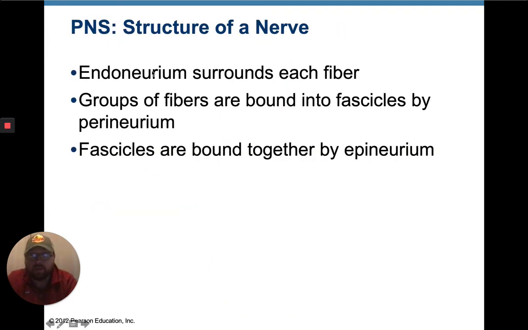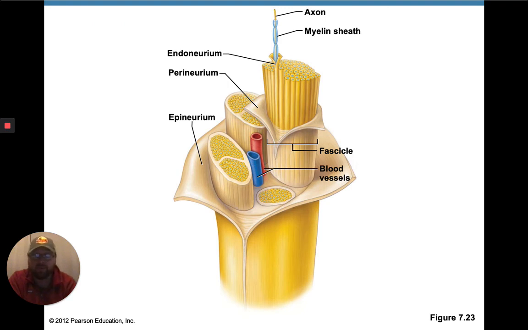So again, the endoneurium surrounds each individual neuron. So each neuron has endoneurium. Groups of fibers, each individual fiber surrounded by an endoneurium, are bound into fascicles by a perineurium. We have multiple fascicles bound together by an epineurium, and then we would collectively call this structure bound by the epineurium a nerve. So that's what we need to talk about in terms of what a nerve is. Again, we don't want to confuse that with the neuron. A neuron's an individual nerve cell. This is a bundle of nerve cells.